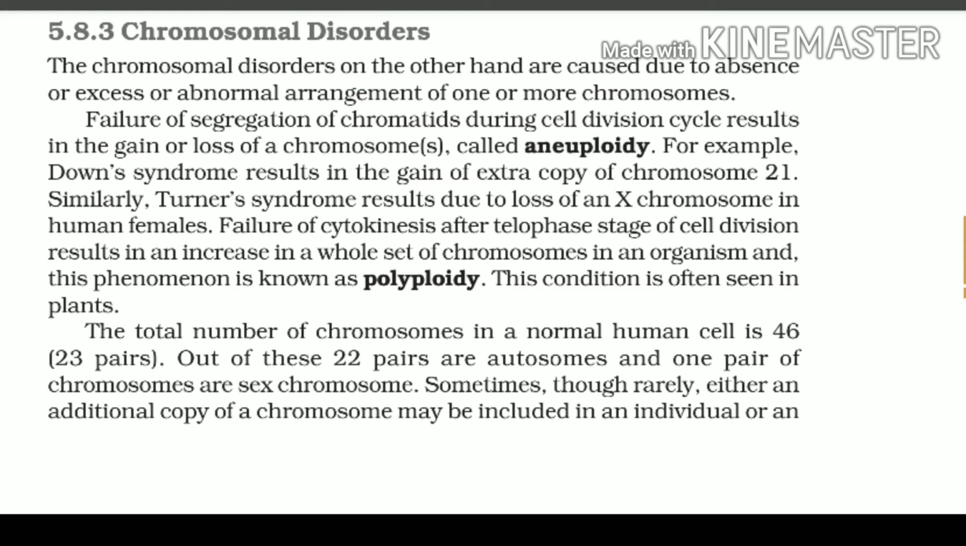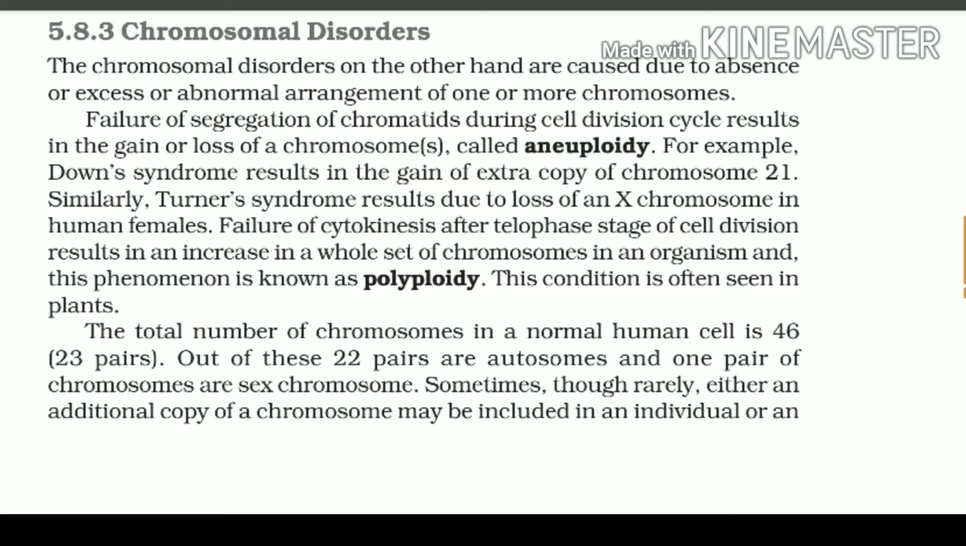In the next paragraph, we are seeing two new terms. One is aneuploidy and the other one is polyploidy. Let's examine them in detail. Failure of segregation of chromatids during cell division cycle results in the gain or loss of a chromosome or chromosomes. It is known as aneuploidy.